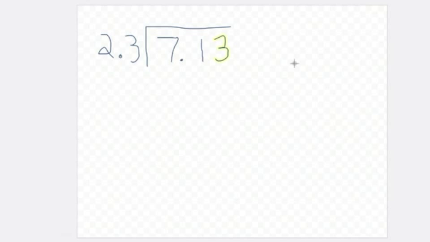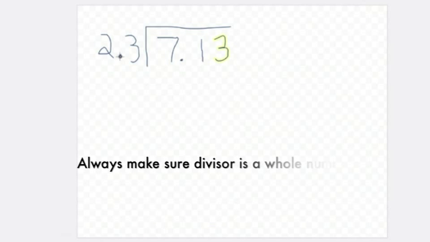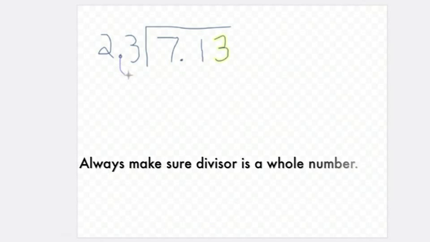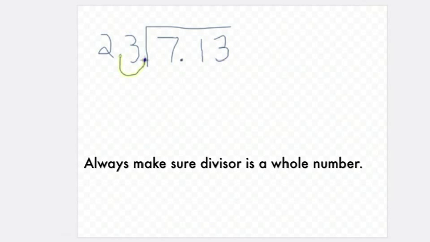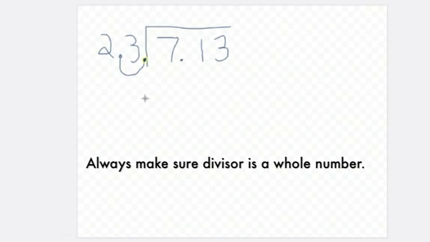Our next problem, which presents a little bit more of a challenge, is dividing a decimal into a decimal, or a decimal by a decimal. We don't want to do that. We want our divisor out here to be a whole number. So we've got to figure out a way to get rid of this decimal here, and we do that by moving it to the right and putting it over here. So that would make 23 a whole number.